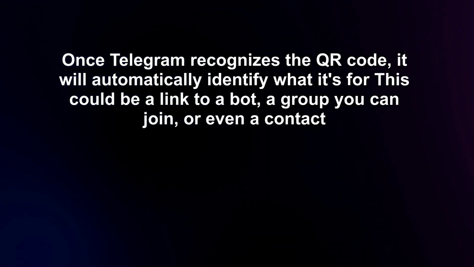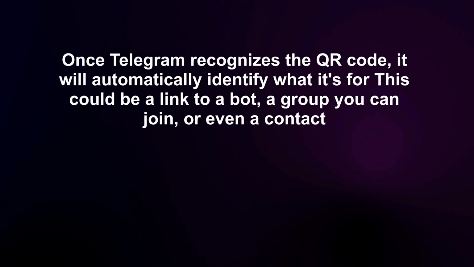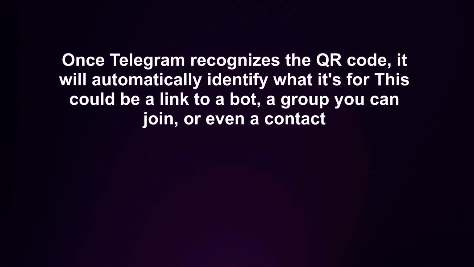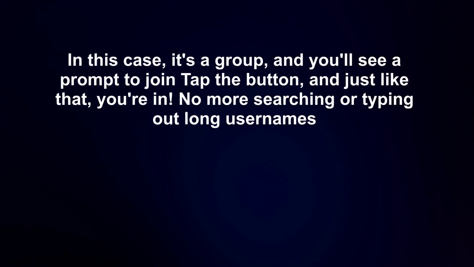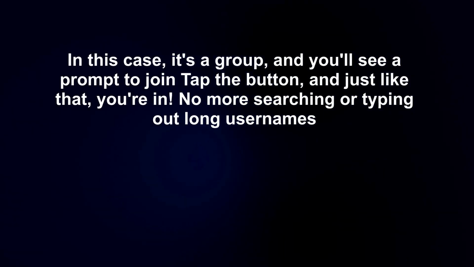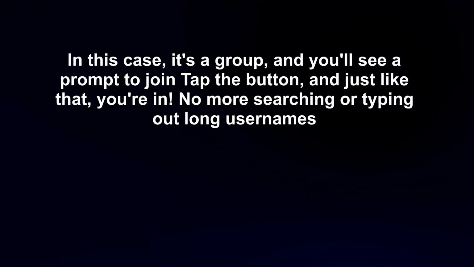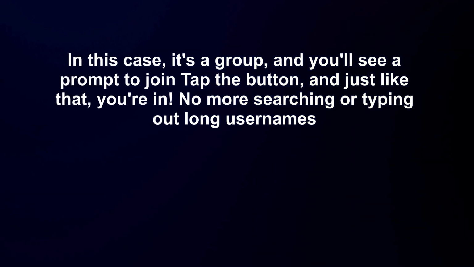Once Telegram recognizes the QR code, it will automatically identify what it's for. This could be a link to a bot, a group you can join, or even a contact. In this case, it's a group, and you'll see a prompt to join. Tap the button, and just like that, you're in. No more searching or typing out long usernames.